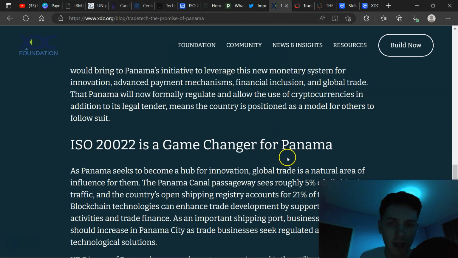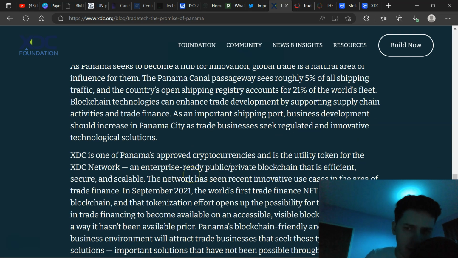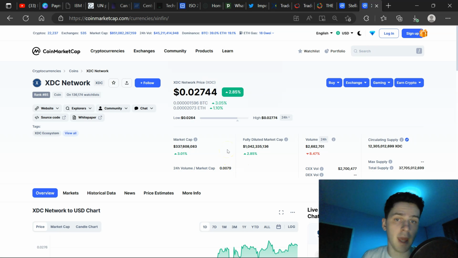Also, earlier on last year, 2022, ISO 20022 is a game changer for Panama. We can see here, the Panama Canal passageway sees roughly 5% of all shipping traffic and 20% of the world's fleet. And 1 out of the 9 cryptos, XDC, was an approved cryptocurrency in Panama. If you think about when cryptocurrencies get accepted for payment in different jurisdictions, different countries and whatnot, you never see XDC. It's mainly Bitcoin, Ethereum, just the main ones that you can think of.